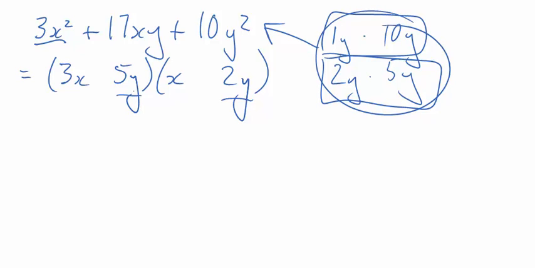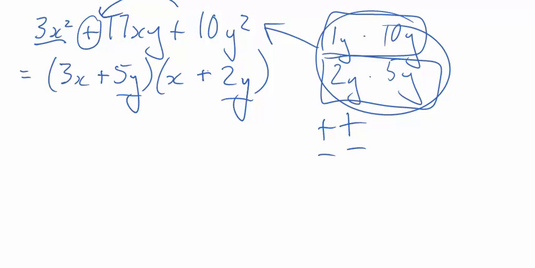Now, what signs do I need in between? Well, because it's multiplied to plus 10y squared, they have to be both the same sign, either both plus or both minus. And the telltale indicator for that is that this one here is plus, so they're going to have to both be plus. So we'll go plus and plus.